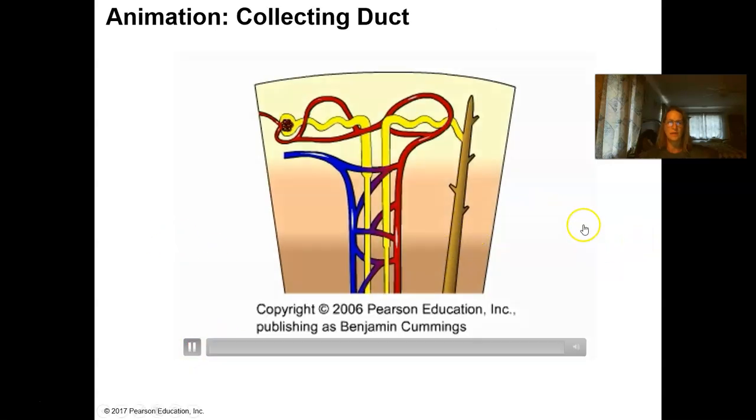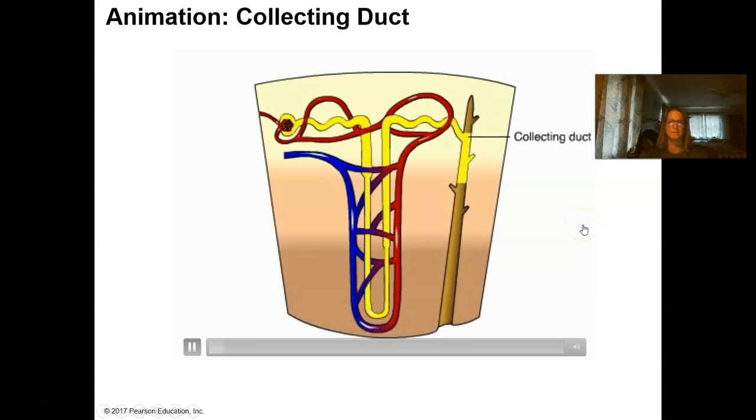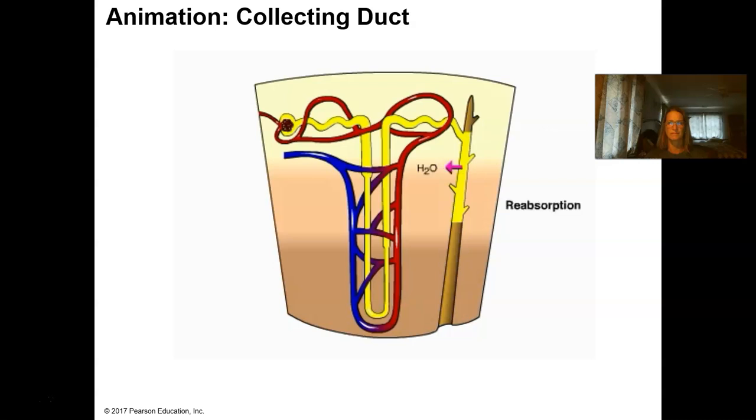Okay, and this is the last one. The filtrate enters the collecting duct. As it moves down the collecting duct, it passes through a region where the surrounding fluid has a higher and higher solute concentration. Water leaves the collecting duct by osmosis, concentrating the remaining filtrate into urine.